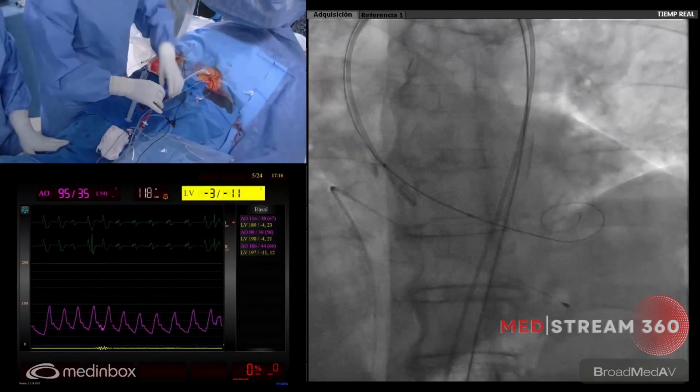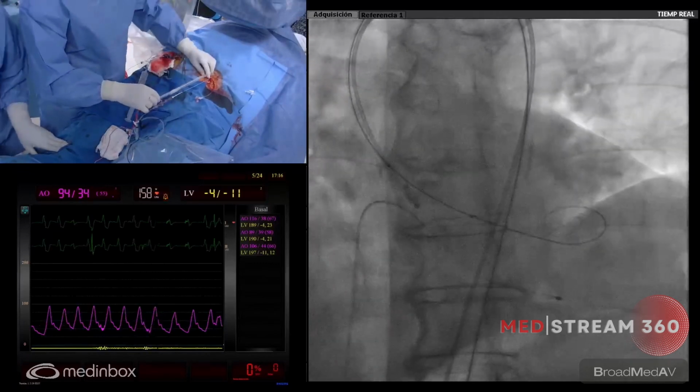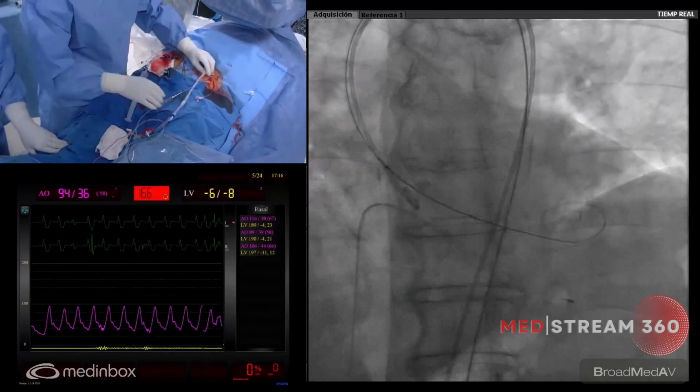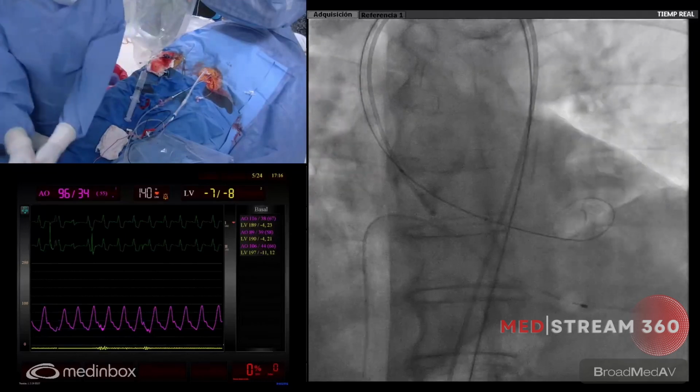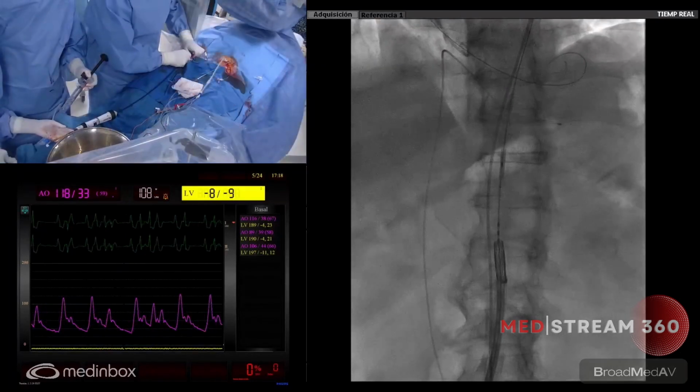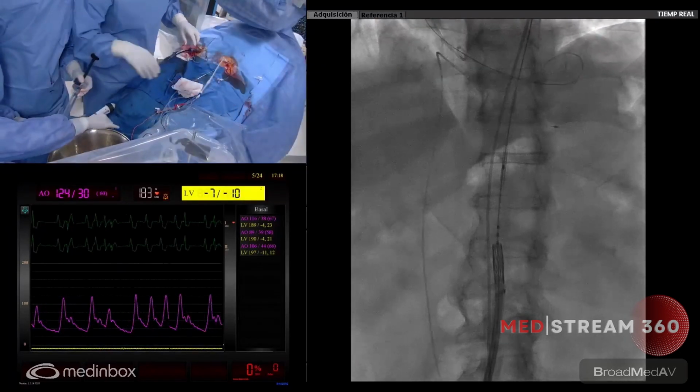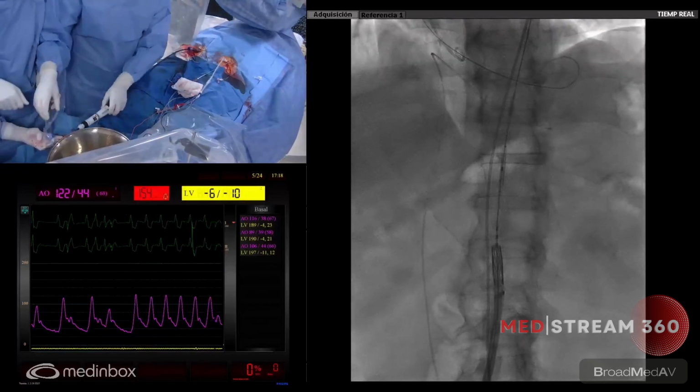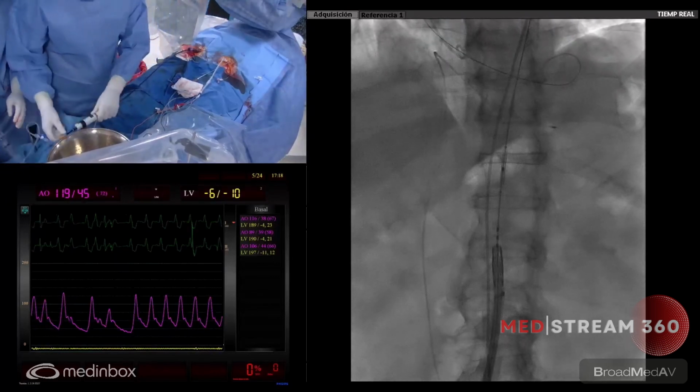Okay, leave it at 40. So there we have his own rhythm. Perfect. So the valve is out. Everything is okay.